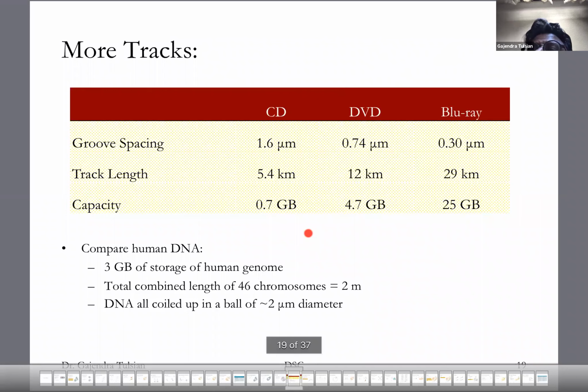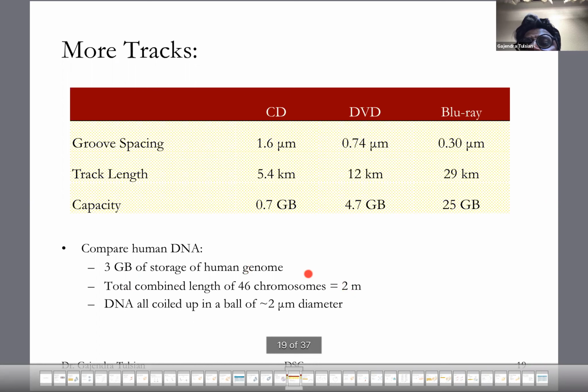All right, let's compare that to your DNA. In every cell, your 23 chromosomes have your DNA, which has all the information. Your DNA contains 3 gigabytes of information. And if you stretch out all your chromosomes, all your DNA molecules, it would stretch out to 2 meters in your cell. Again, that's what it would stretch out to.